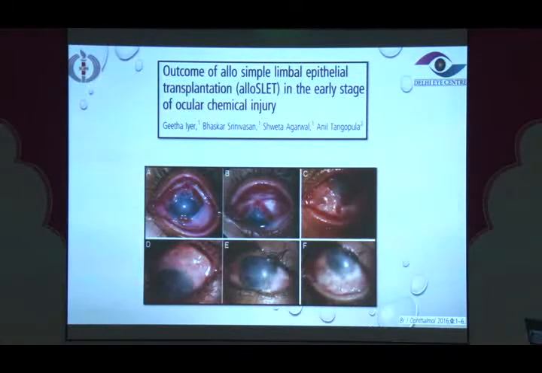So this is a paper from Sankara Nethralaya by Dr. Geeta Iyer, and what they did in this technique was that they actually did an allogenic simple limbal epithelial transplantation, or allo-SLET, from a cadaveric donor. So like we get the corneal tissues, we can take one of those and take the limbal stem cells from there and perform an allogenic SLET in the acute stage. This is in very, very severe burns, grade 4 and above. And the aim here was just to epithelialize the surface. And they found that the epithelialization time had significantly reduced with this technique.